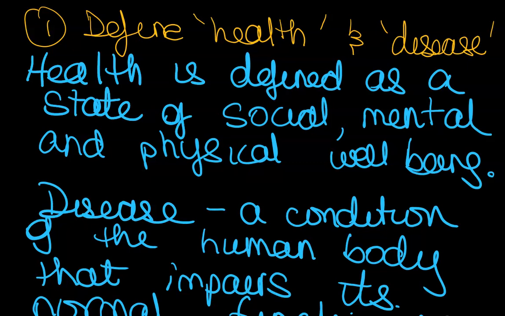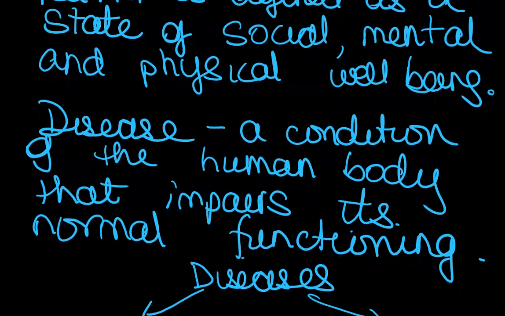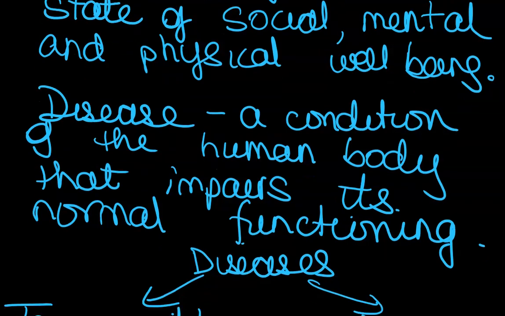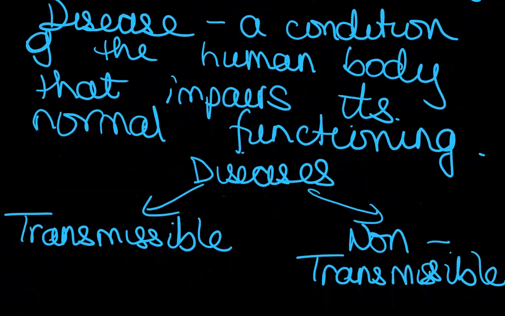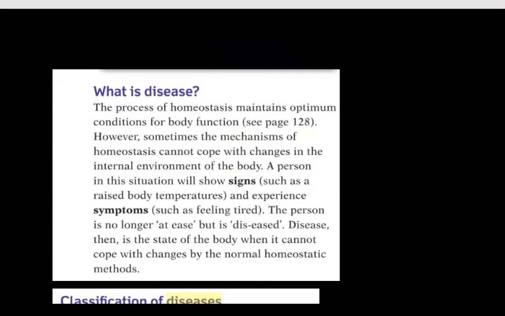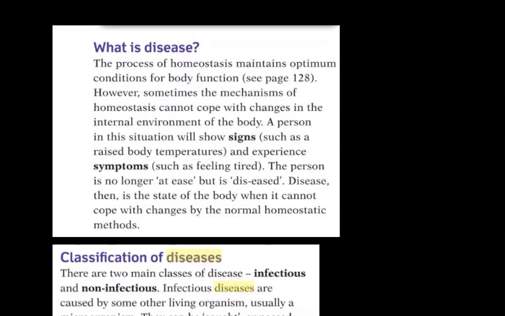Now, disease is a condition where the human body is impaired in some way, whether it is through a structural or an organ malfunction. When a disease occurs, it leads us to two primary categories of diseases: transmissible or non-transmissible, basically meaning infectious or non-infectious. Let's look now at a proper definition of disease.